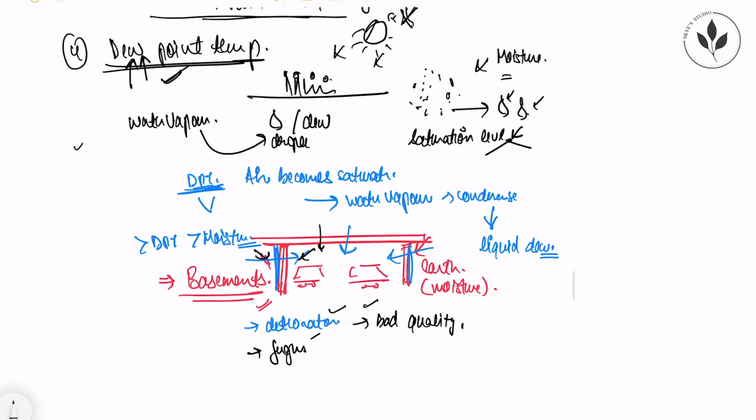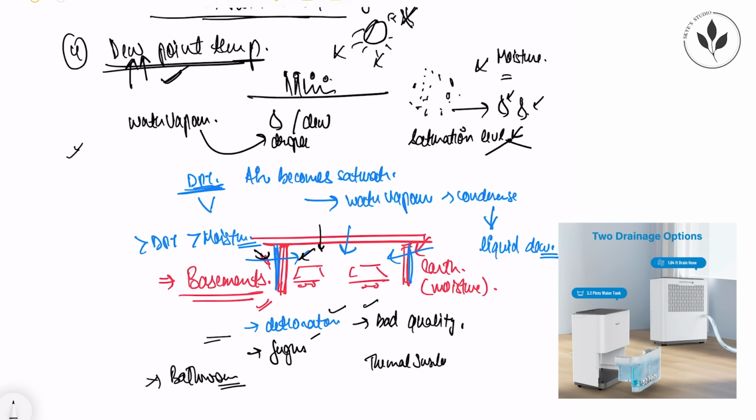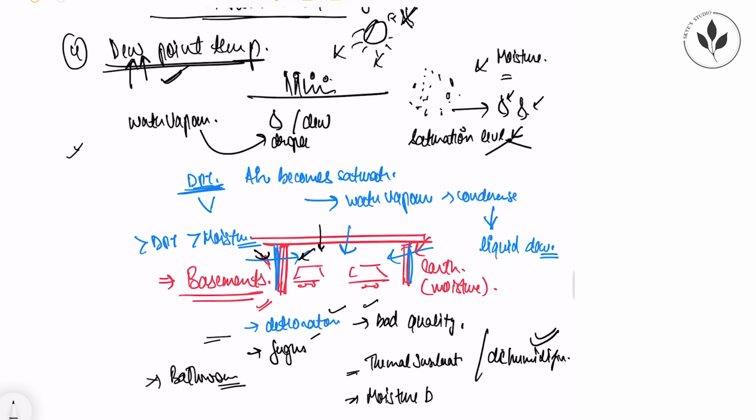So knowing the dew point temperature will help us in giving certain solutions in the basements, even in bathrooms, because bathrooms also have more water content inside them. So we can have certain thermal insulations inside these areas, or maybe dehumidifiers, which help in taking out the dampness from the air, and at last certain moisture barriers can be installed, like your DPCs, etc., which can prevent these areas from getting affected. Fine.